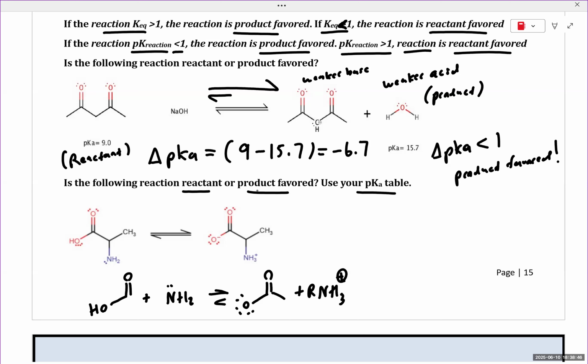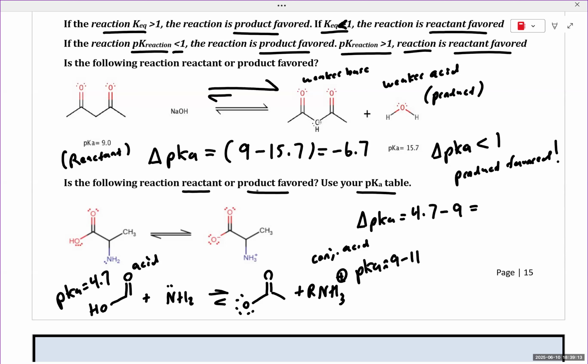Okay, so first and foremost, we have a carboxylic acid with a pKa of around 4.7, give or take. The protonated amine has a pKa of around, not 35, this is a protonated amine, between 9 and 11. So we have our parent acid, we have the conjugate acid. If we take the difference in pKa values, we have 4.7 minus 9, that gives us negative 5.7. As this difference in pKa is less than 1, this tells us that the equilibrium is product favored.